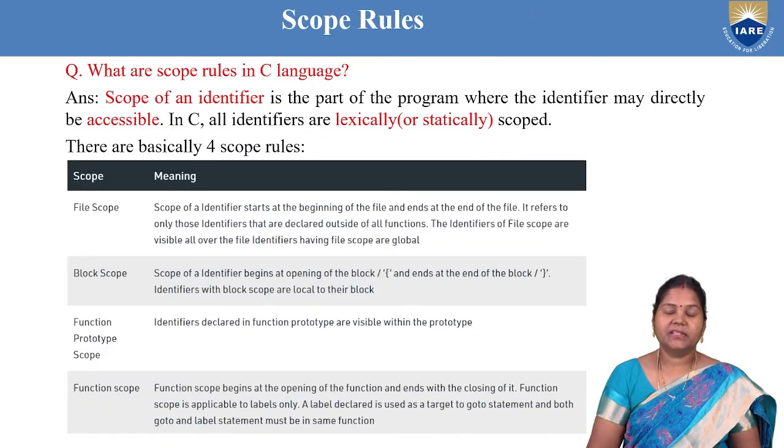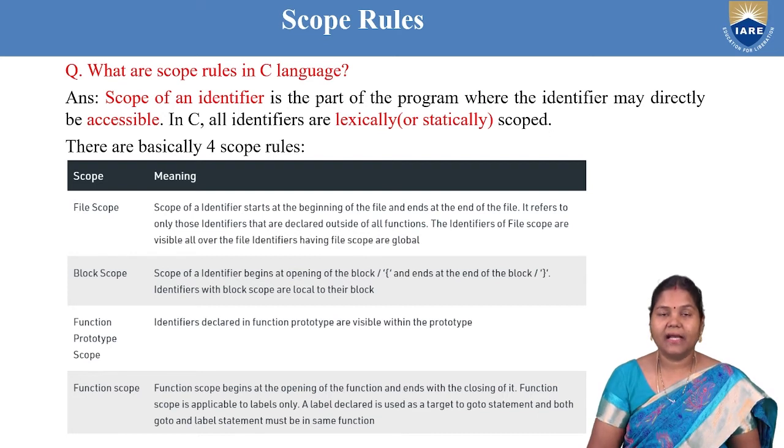Now, the next question is regarding the scope rules. What are the scope rules followed in C language? The scope of an identifier is the part of the program where the identifier may be directly accessible. That is, where a particular identifier is visible and where it is alive. If you want to know the visibility and the aliveness of an identifier, then you must know the scope of that identifier. All the identifiers in C language are statically scoped, or lexically scoped.